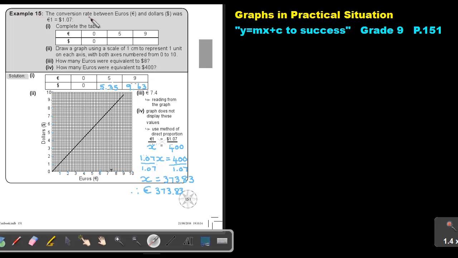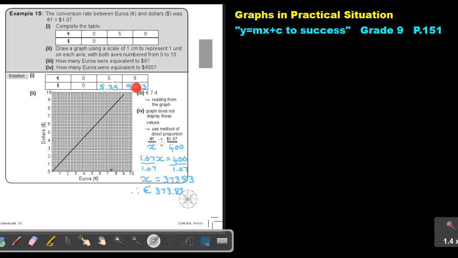The conversion rate between euros and dollars was 1 euro equals $1.07. Complete the table. Draw a graph using a scale of 1 centimeter to represent 1 unit on each axis, with both axes numbered from 0 to 10. How many euros were equivalent to $8? How many euros were equivalent to $400? Okay, let's start with the table.